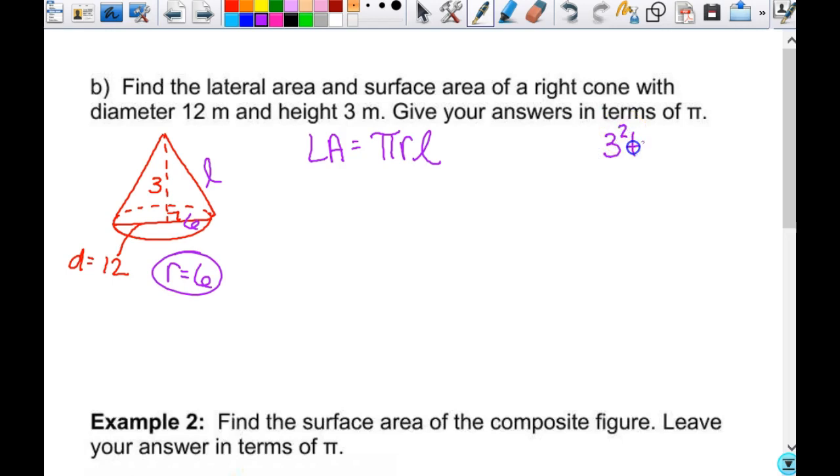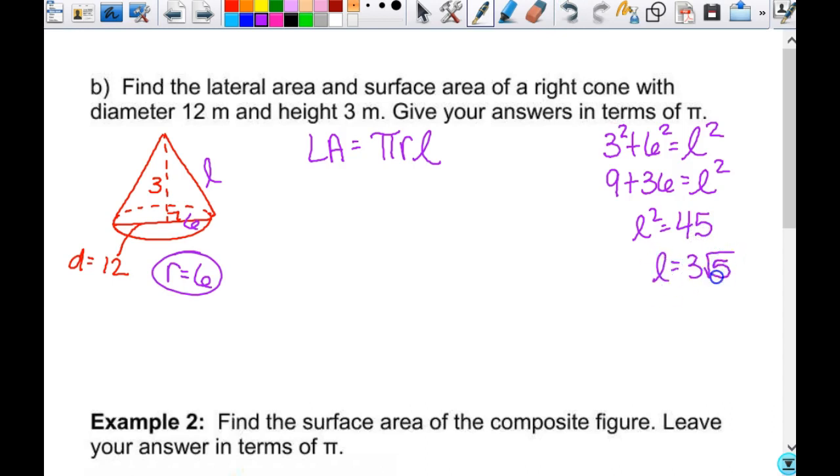So 3 squared plus 6 squared equals L squared. 9 plus 36 equals L squared. L squared equals 45. Oh, I just wrote 44. So what is L then? 3 square root of 5. Very good. Okay, so 3 square root of 5.